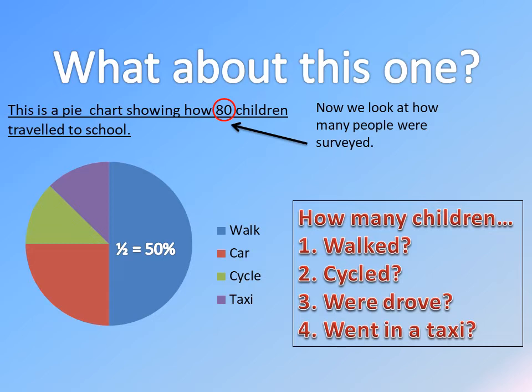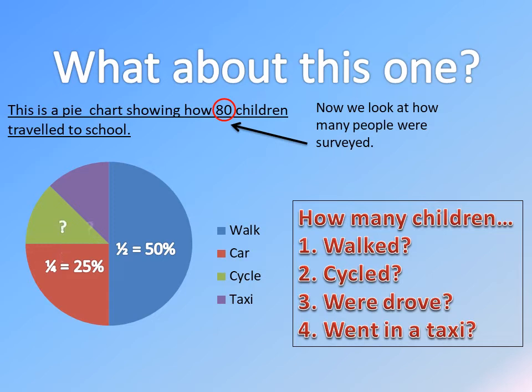This is easy. Now let us go to the car because it is 25%, which is easy for us. 25%, or a quarter, of 80. A quarter of 80 means 80 times 1 divided by 4, which will be equal to 20. So 20 children go by car.